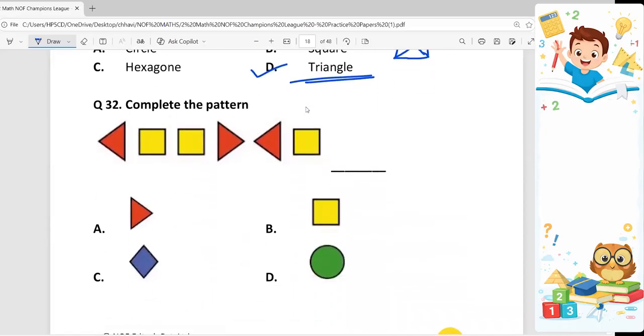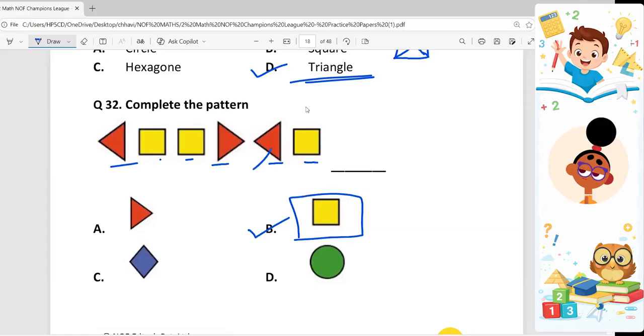32. Complete the pattern. See, this is a rectangle, this is a square, and this is, sorry, this is a triangle, this is a square, and this is a triangle again. Here it is triangle, square. Now what will be the next thing? The next thing has to be a square, isn't it? Option B is the correct answer. Triangle cancels triangle, square cancels square. So now this turn of the square has to be over here.